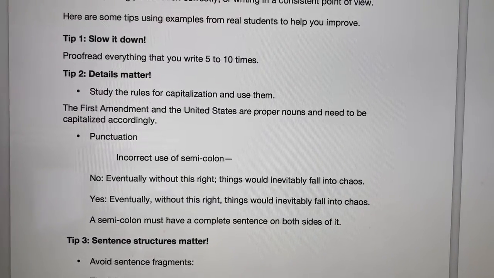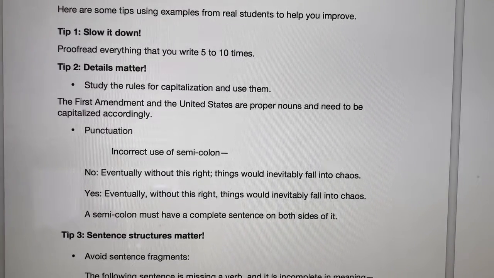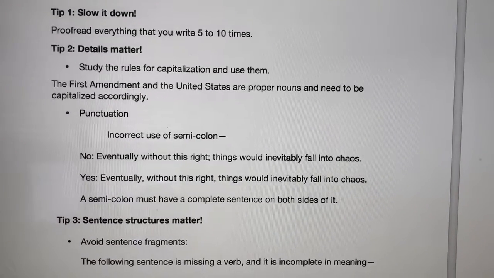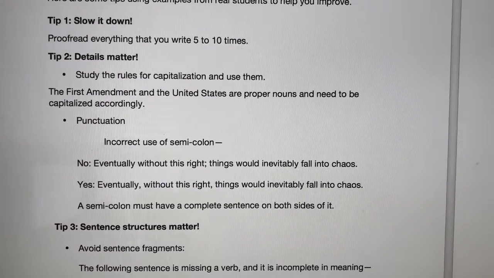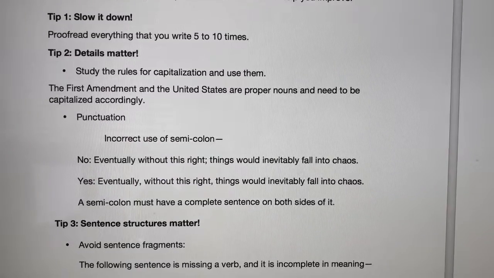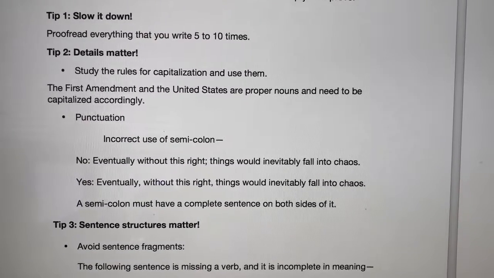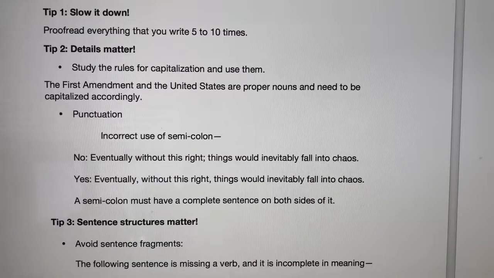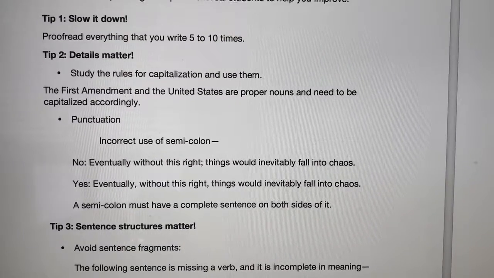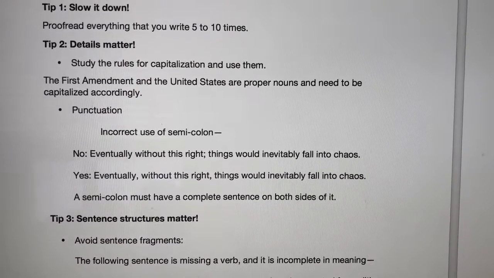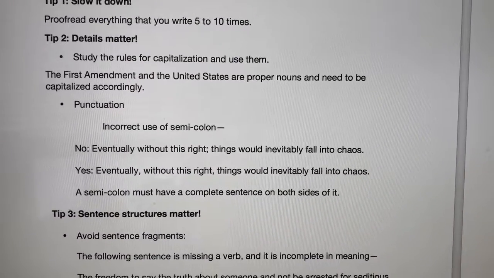Punctuation. Here's an example of an incorrect use of a semicolon. Eventually, without this right, things would inevitably fall into chaos. Here it is, repaired. Eventually, without this right, things would inevitably fall into chaos. A semicolon must have a complete sentence on both sides of it.